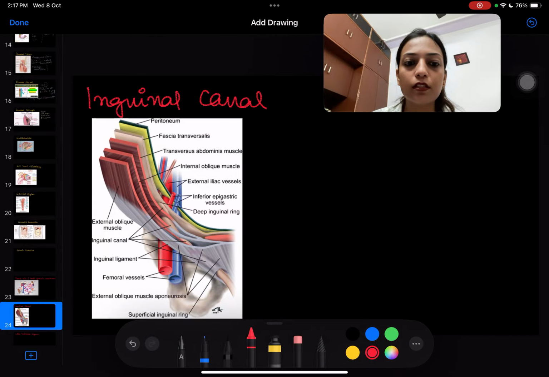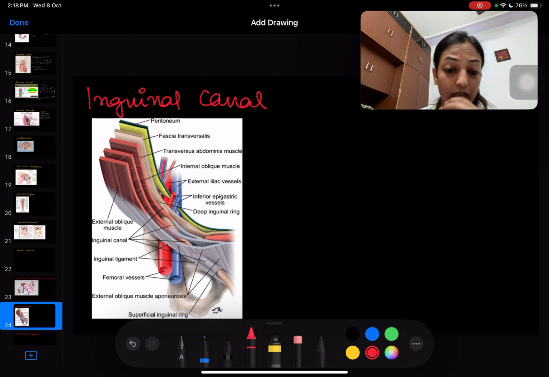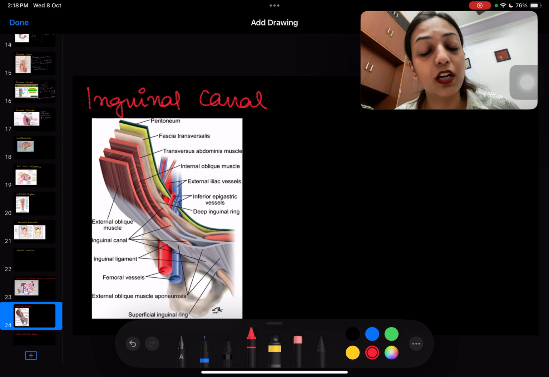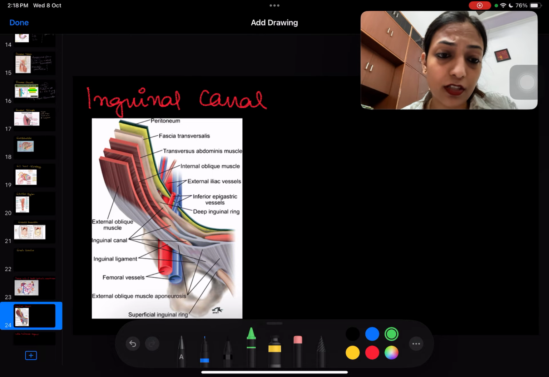What is this? This is the inguinal canal. Very irritating topic again. I really hate this topic. I don't know why I've put it here. I just hate to teach, to learn, to read about this. But let's go through it. This is a very nice image I found. I really thought while picking this image that I'd be able to understand, but it looks so difficult to me now. Let's break it simple and just stick to the questions that are being asked.